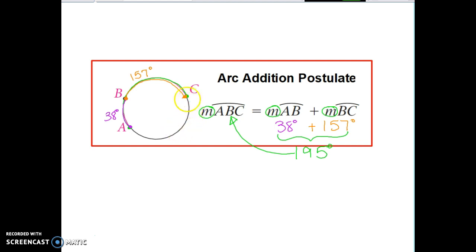If we had more arcs around the circle, we know that all of the arcs in the circle would have to add up to 360 degrees. We also know that if it's a semicircle, those arcs would have to add up to 180 degrees.